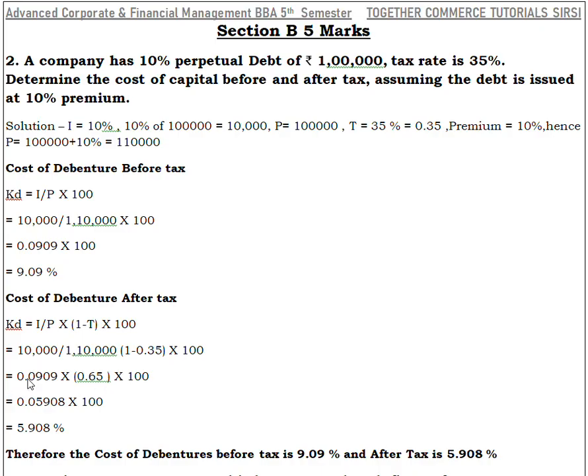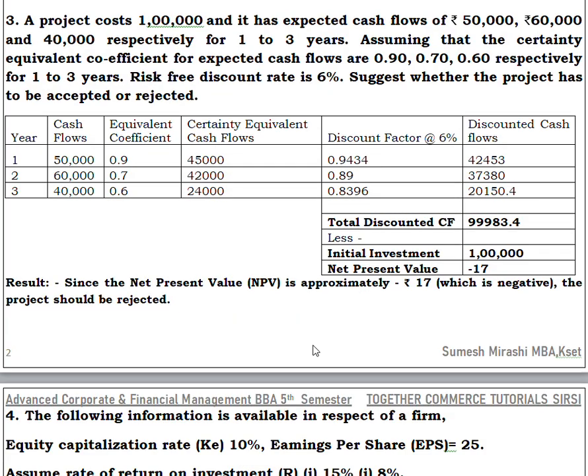Therefore, 0.0909 into 0.65 gives you 0.05908, then into 100, and then the final answer is 5.908. Therefore, the cost of debenture before tax is 9.09% and after tax is 5.908%. Then we'll go for the next problem.